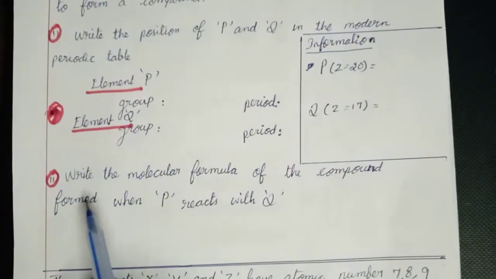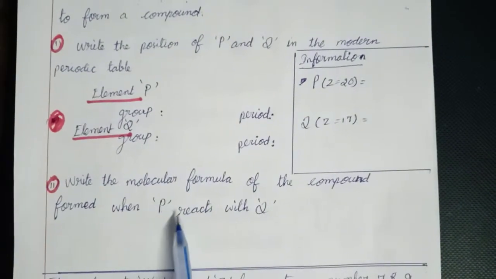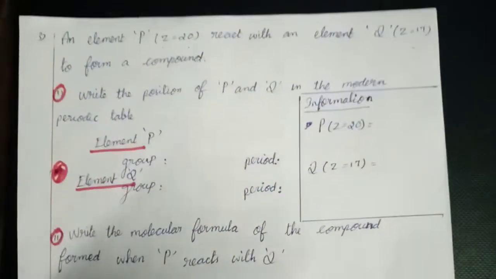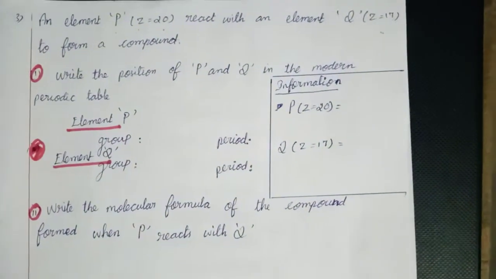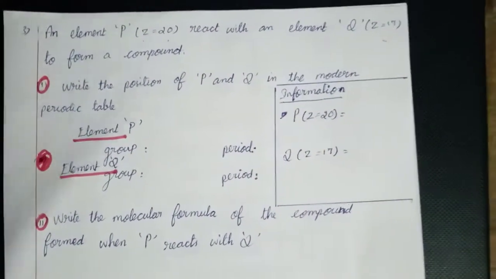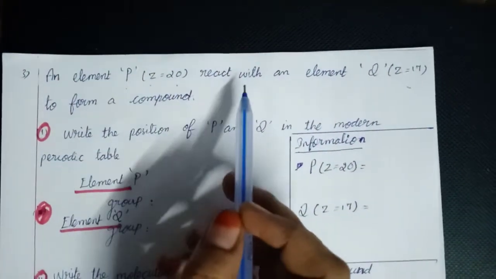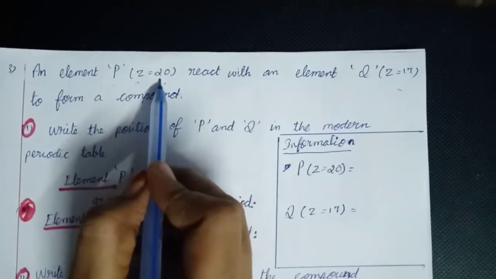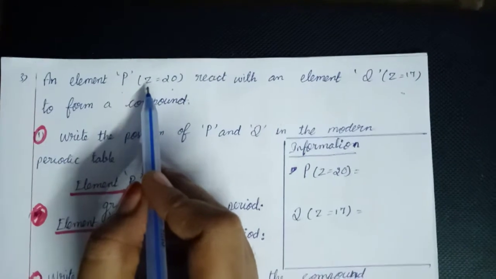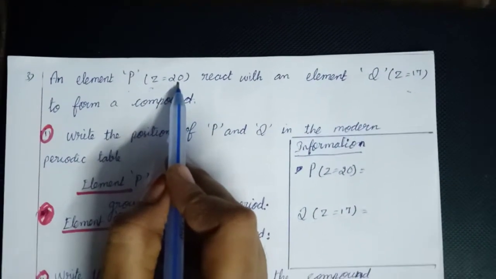And second question, write the molecular formula of the compound formed when P reacts with Q. So P and Q react together to form one compound, so we write the molecular formula of that compound. Okay. So first, what information do we gain from the statement? An element P has atomic number 20. So from this atomic number we write the electronic configuration.